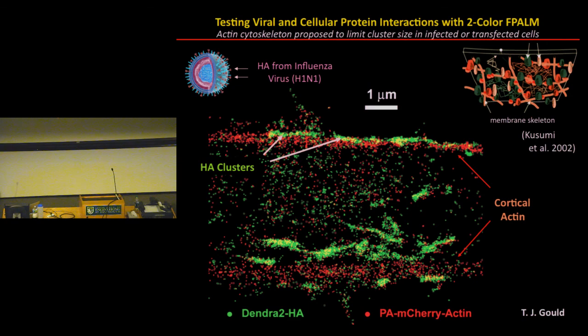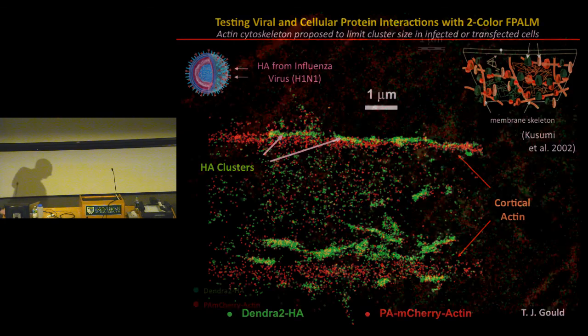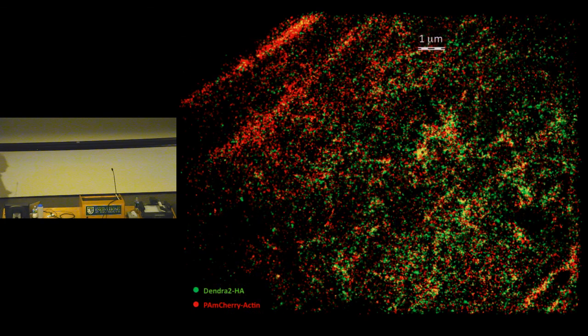This is like a slice through the cell, so you're seeing the edge of the cell here and here. And you see the cortical actin just inside the cell membrane, and you see these clusters of HA in the membrane. So there seems to be a correlation, at least everywhere you see HA clusters, you see cortical actin. There are some actin regions that don't have HA, but there is a correlation. And statistically, we did the pair correlation. In fact, there is a correlation between the two.